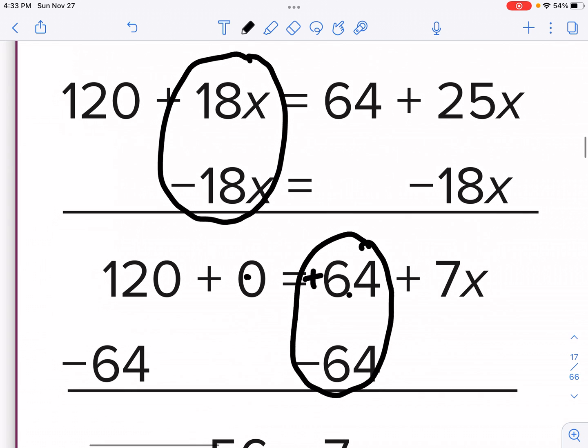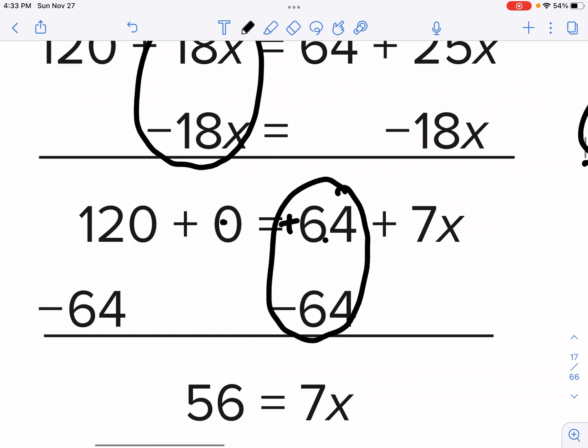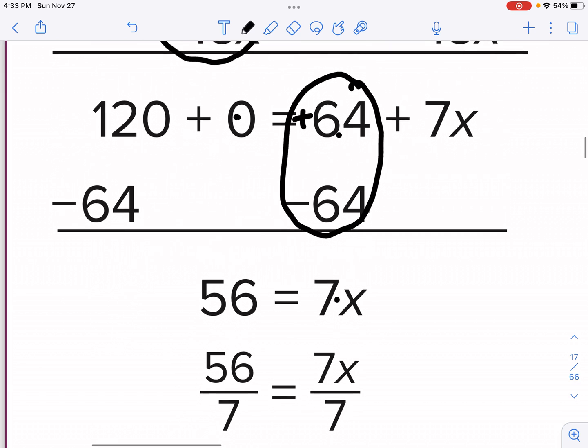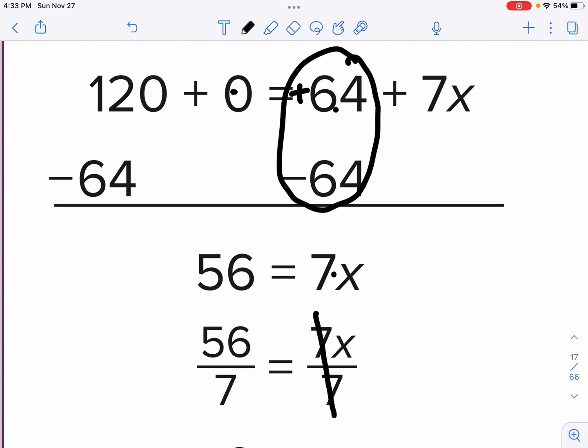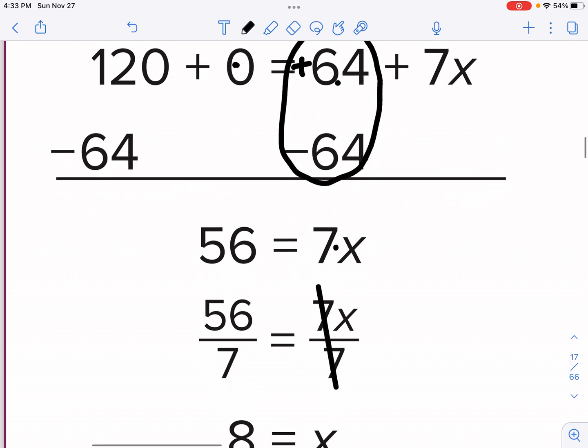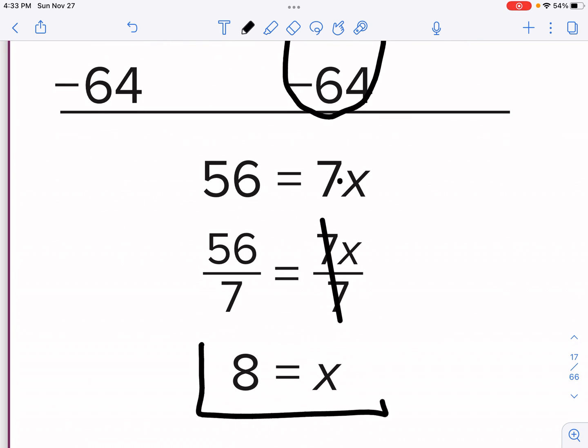If you subtract this, 120 minus 64 is 56. So we have 56 equal to 7x. We have constants on the left, variable terms on the right. But in order to solve, you need x by itself. So how do I get rid of the 7? Well, it's multiplying, so I'm going to divide both sides by 7. 7 divided by 7 is 1. 1x is the same thing as x. And 56 divided by 7 is 8.